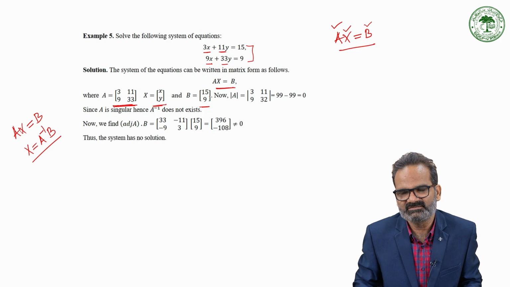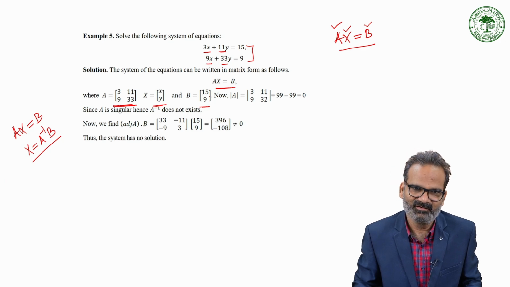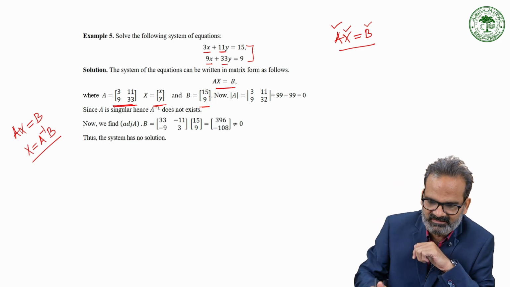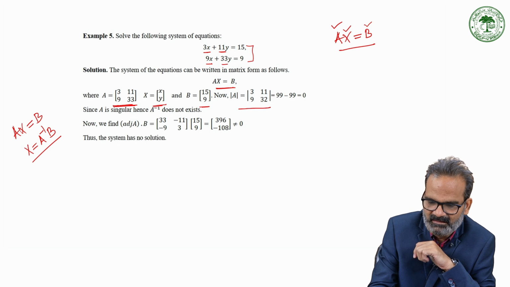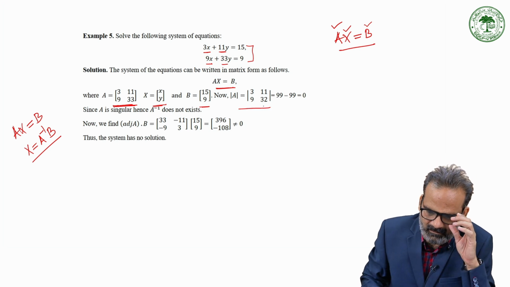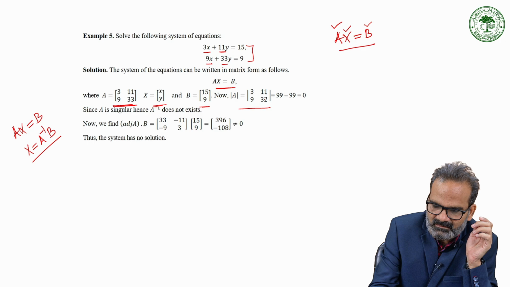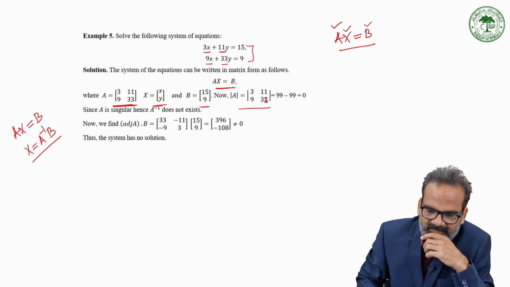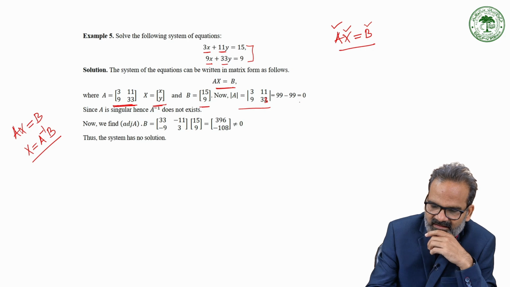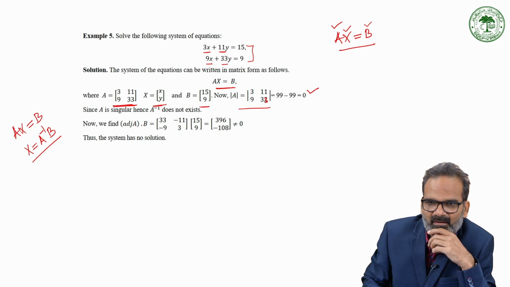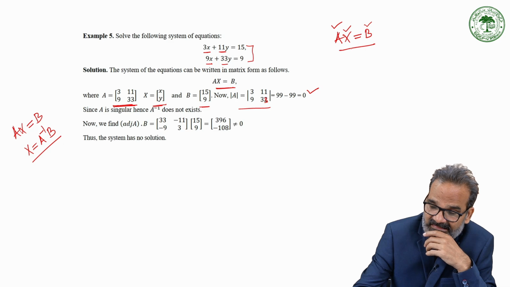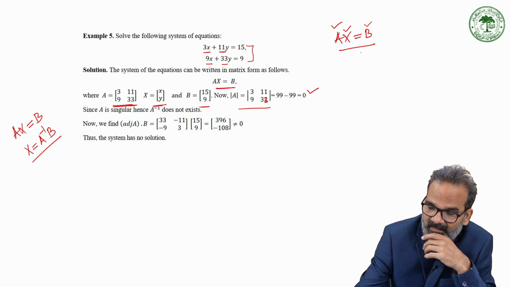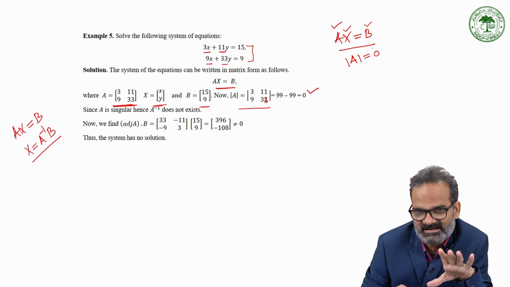Now the first step is to find the determinant of the given matrix. The determinant is 33 into 3, which is 99, minus 11 into 9, which is 99, that is equal to 0. So the determinant of A is equal to 0. This is case 2.